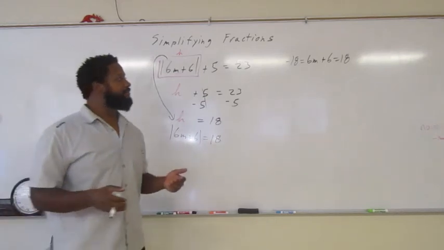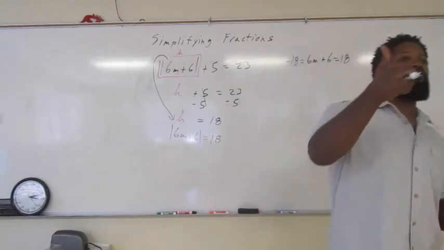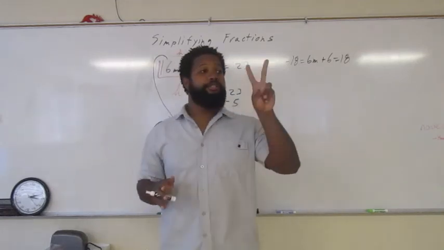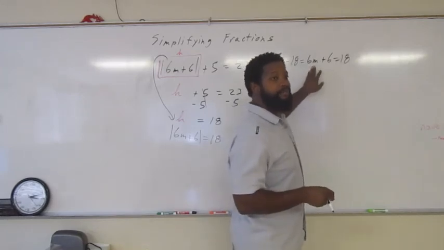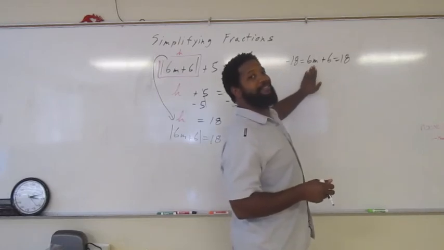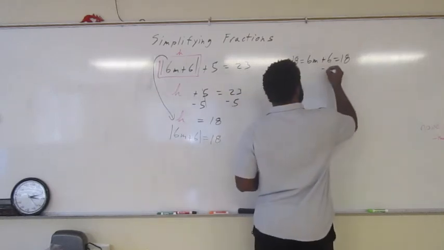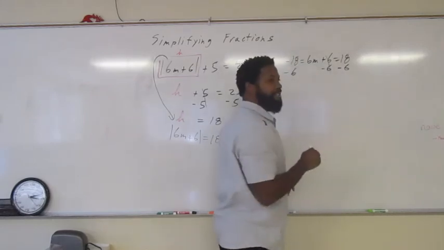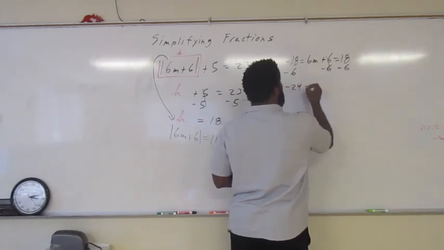You still work this the same exact way, except you're doing two parts right here. How are you gonna get the 6m by itself? Subtract the 6. Subtract this 6 on both sides, right? Therefore, you have negative 18. What's negative 18 minus 6? Negative 24, yes.